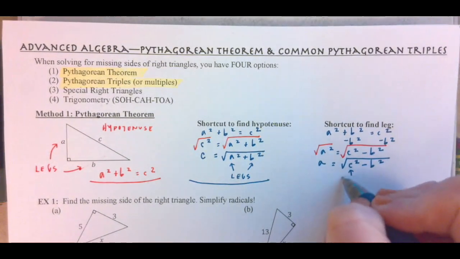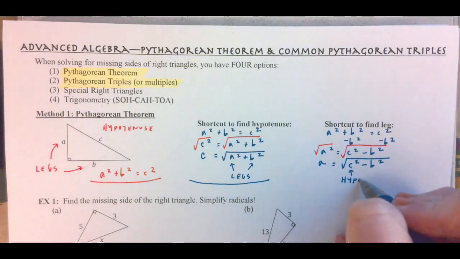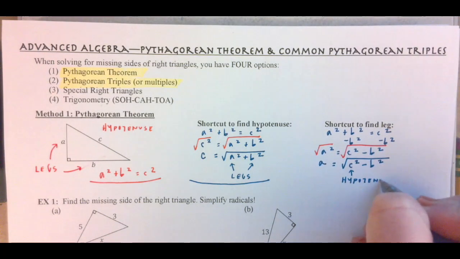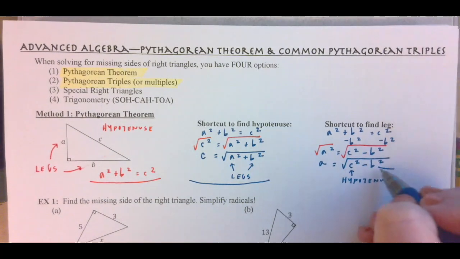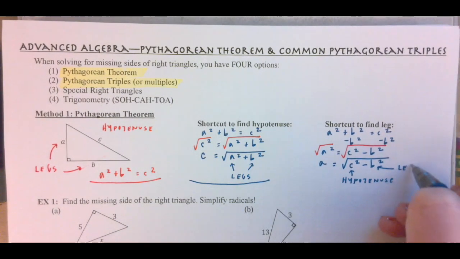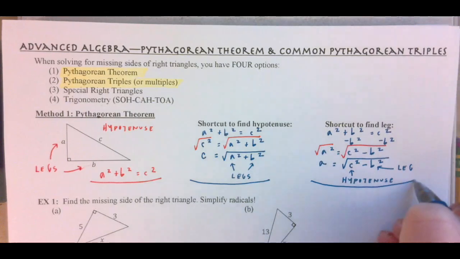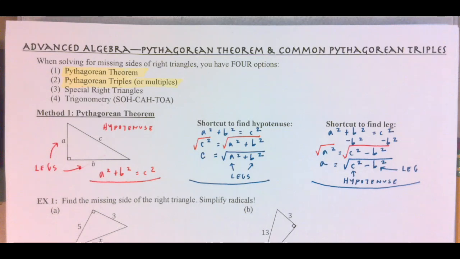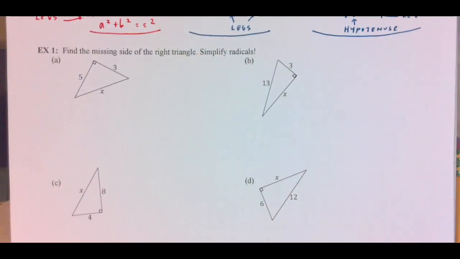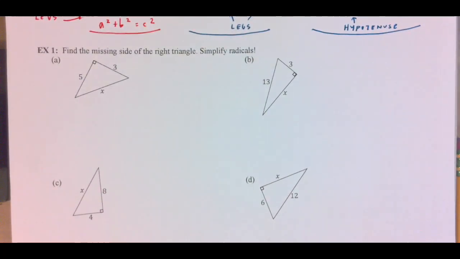So again, this is the hypotenuse, my longest side, always opposite the right angle. And this would be the leg that I do know. All right, gotta love beautiful shortcuts. Okay, next up, a whole batch of finding the missing side. All right, simplify any radicals as well.